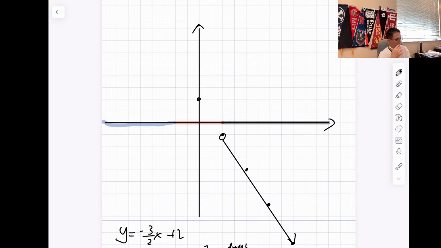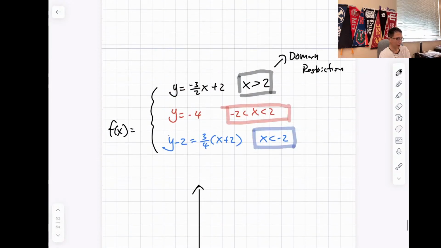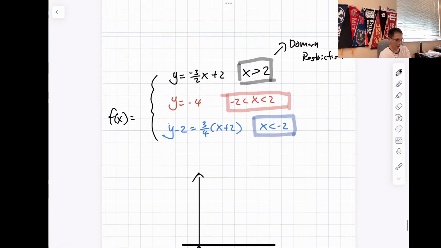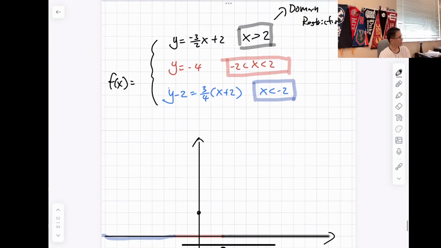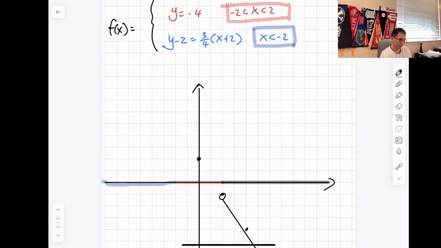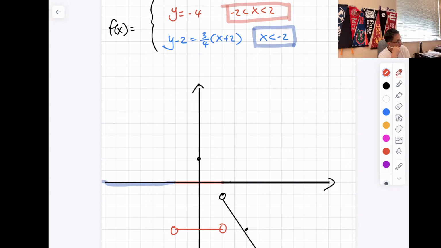Now I'm going to go to the red graph. The red graph is fairly easy. It just said negative 4 is a horizontal line and the restrictions between negative 2 to 2. So at negative 4, horizontal line from here to here. Is this okay?